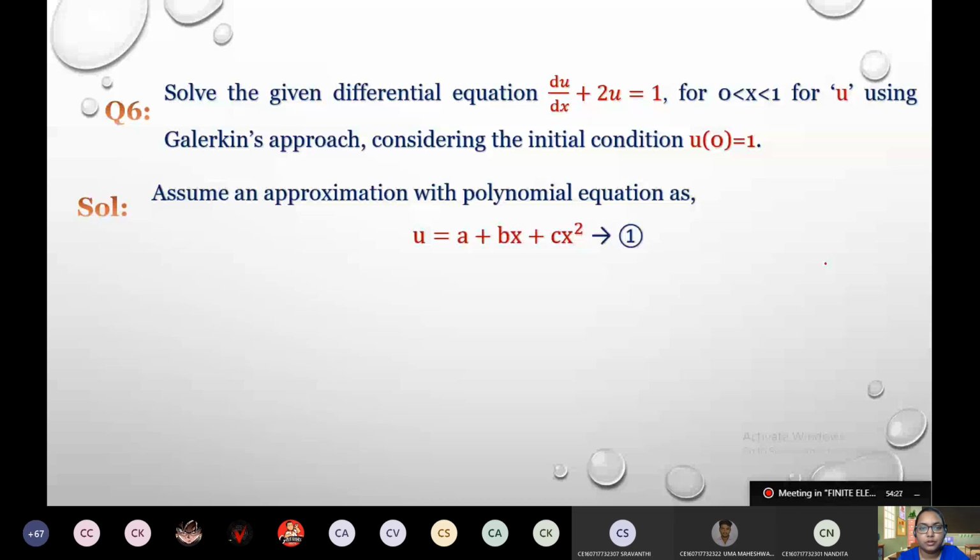All right, now we have taken this approximation with the polynomial equation, but I told you whenever we consider the polynomial equation or the governing equation, we have to remember that this should satisfy the specified value that is given. What is the specified value? X is equal to 0, the u value will be 1. So substitute x is equal to 0 and u is equal to 1 in equation number 1.